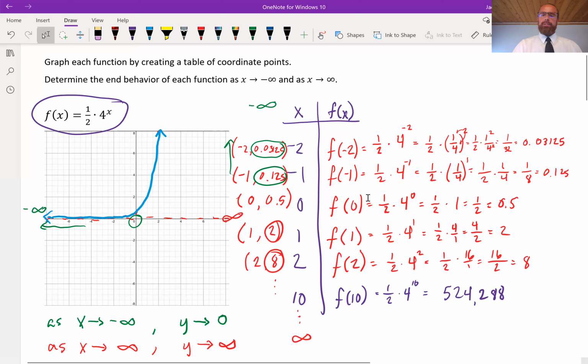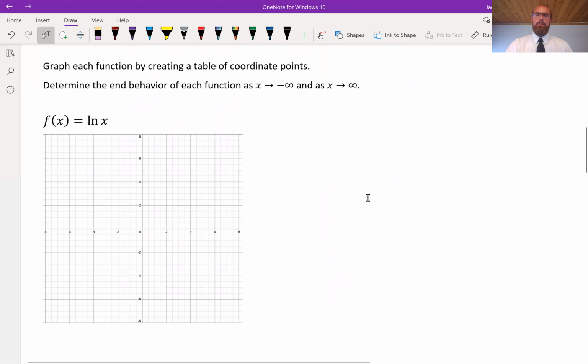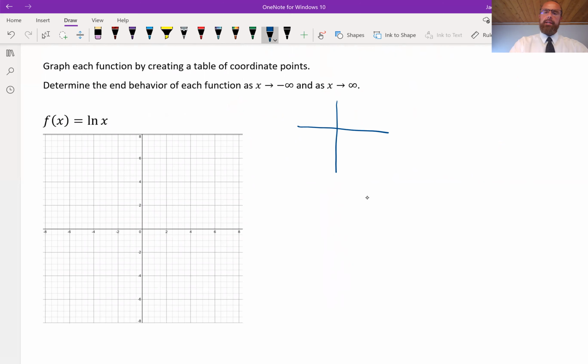Let's look at one more example. So here we've got a logarithmic function. Same task, we want to graph from a coordinate table. And we also want to analyze for what happens to the y as x gets closer and closer to the left. What happens to y as x goes closer and closer to the right towards positive infinity? Well, let's graph the function first.